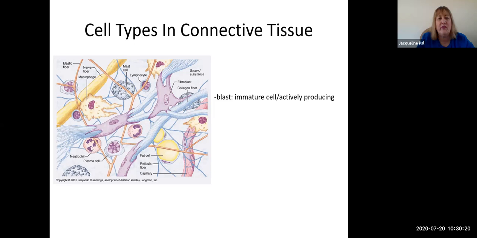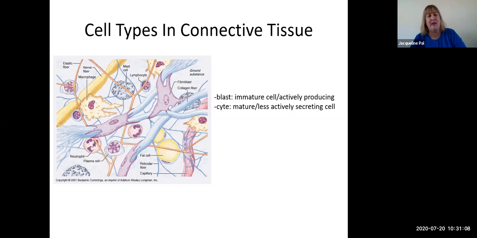Anytime you see a word that ends with blast, what that tells you is this is a more immature cell that is actively producing whatever it is. For instance, a fibroblast, the root would be fibro, as in fibers, is actively producing tons of fibers, protein fibers. In contrast to this, if the suffix is site, that means it's a more mature cell. It's not retired, but it's more mature. It's less actively secreting. So it's not building the house. It's just maintaining the house. It's sweeping the house. Maybe it has to do some touch-up paint, all that kind of stuff.